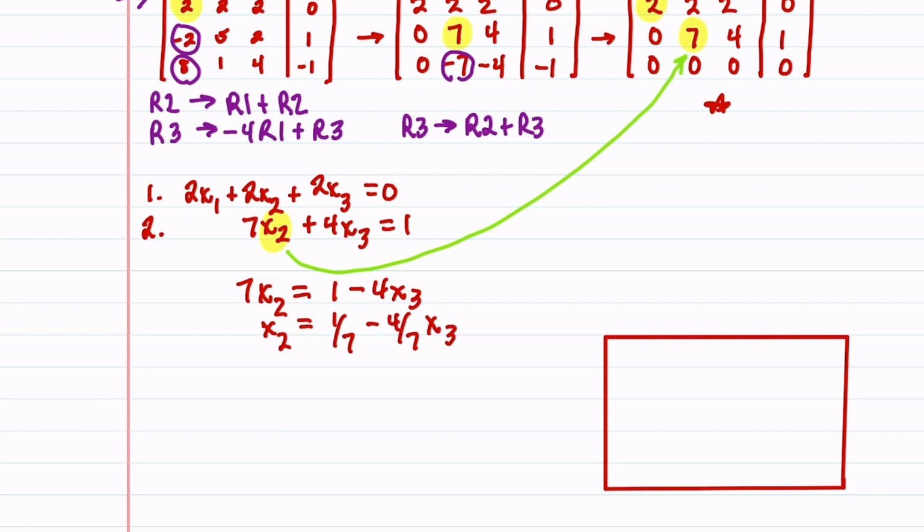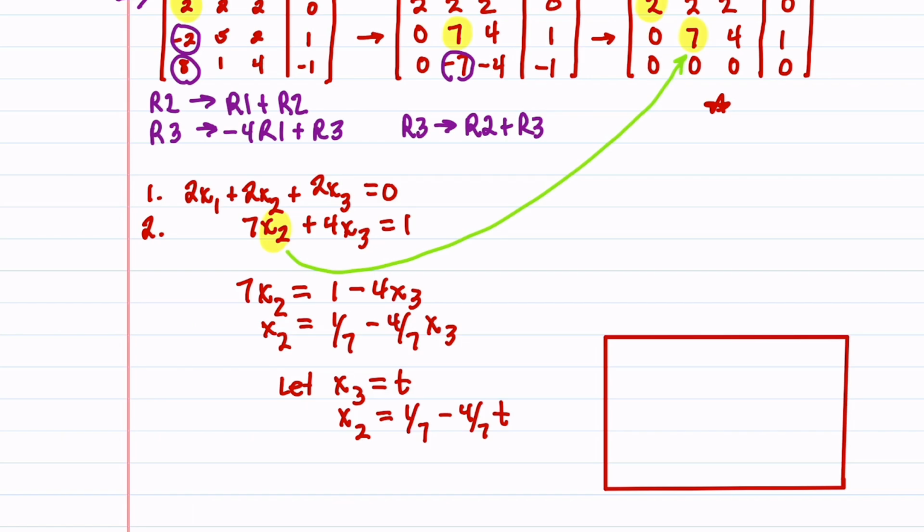Notice that there is no leading entry in the third row. So that means that x3 is what we call a free variable or a parameter. It's very common to replace free variables with a different letter that is more commonly used as a parameter. So we're going to let x3 be equal to t and then solve for x2. So x2 is then 1/7 minus 4/7 x3, which we now replaced with t.